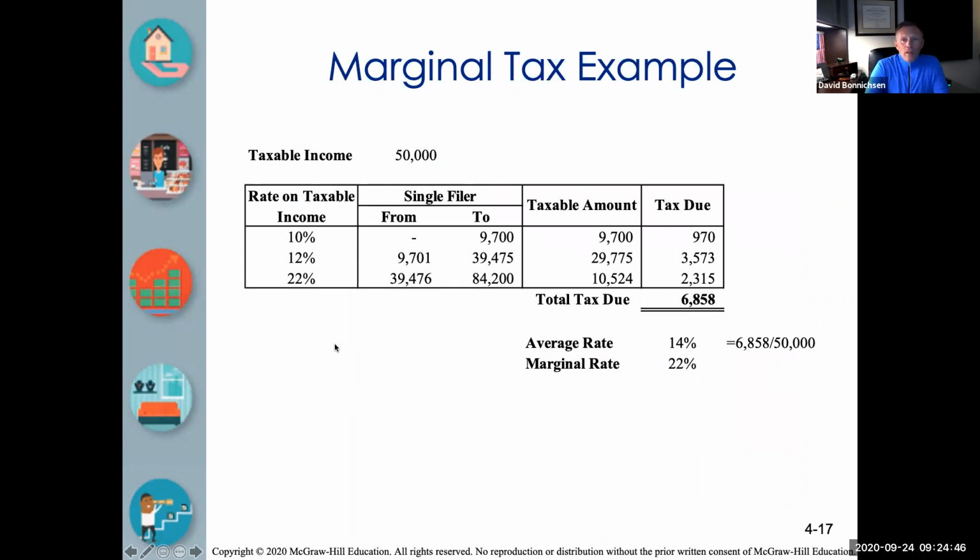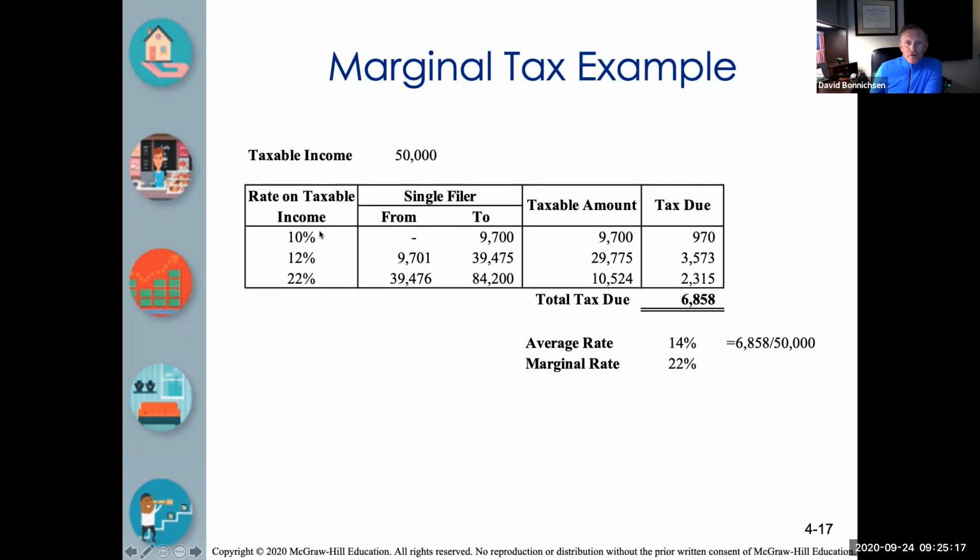So we have calculated that our taxable income is $50,000. We're going to file in a single status, and here are our ranges for the different tax brackets. The 10% bracket goes from $0 to 9,700. The 12% goes from 9,701 to 39,475, and the 22% tax bracket goes from 39,476 to 84,200. So let's build the layers.